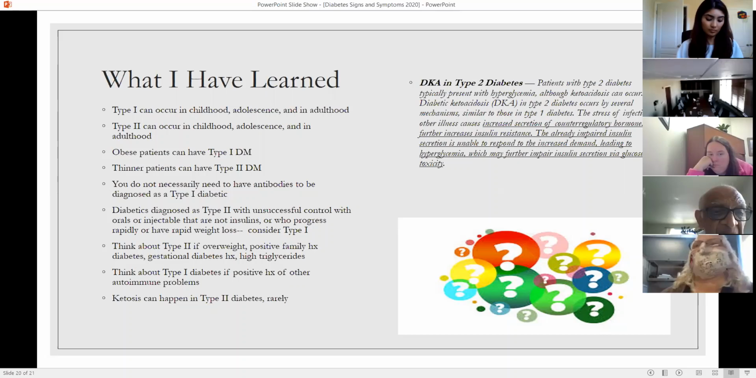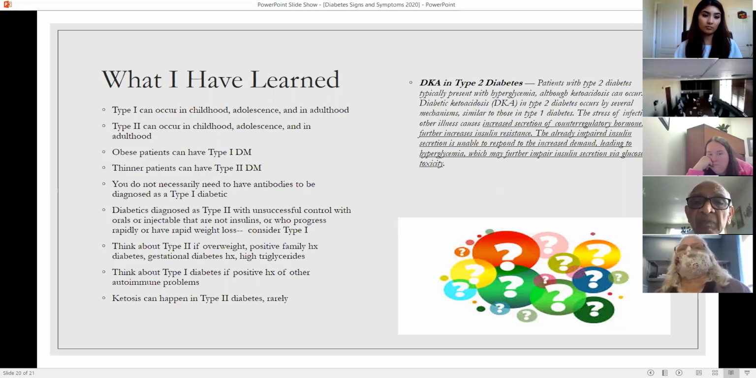If you have patients who have a lot of other autoimmune problems, like rheumatoid, celiac disease, Hashimoto's thyroiditis, you want to think about, is this possibly type 1, another autoimmune condition? And then ketosis, we always think of that as just type 1, but there are some patients who are type 2 who are more ketosis prone. Acute illnesses can cause an increase in counter-regulatory hormones and further increase the insulin resistance.